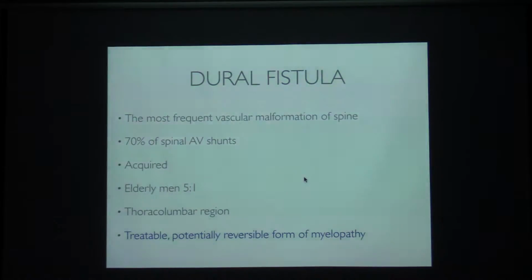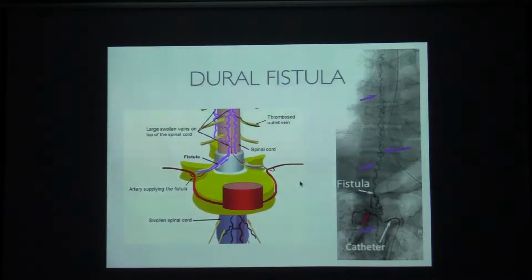It's not like a genetic something, and it's happening usually in elderly people, like 60, 70, 80 years old, usually men, 5 times more than women, and it's usually in the thoracolumbar region. We call it a treatable disease if we catch it, and potentially reversible form of myelopathy, but we'll get to that. So what's happening here?